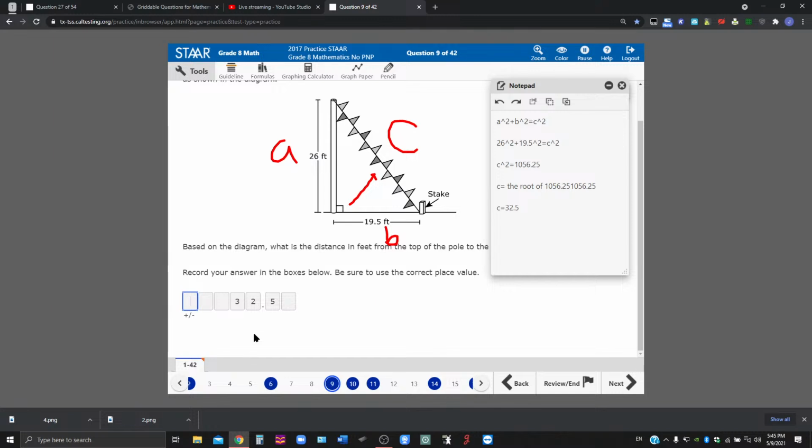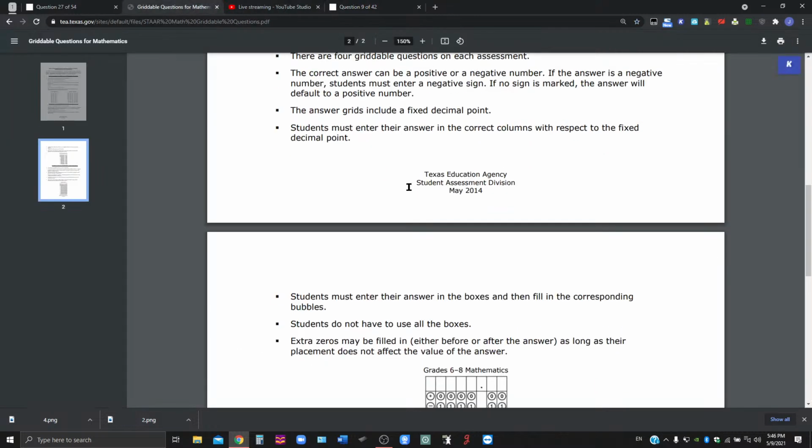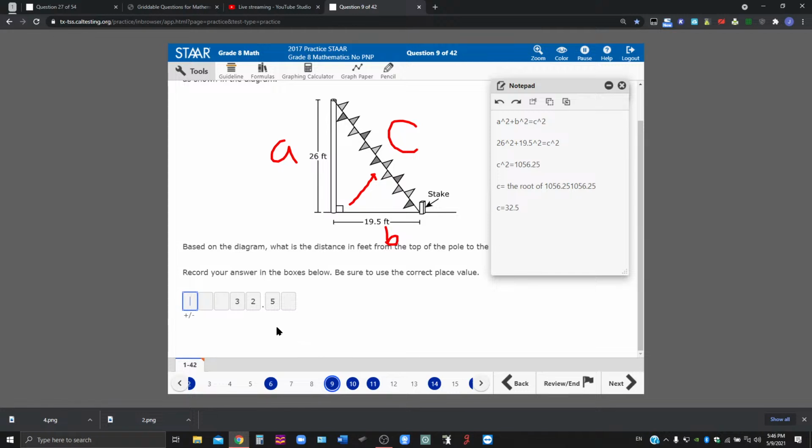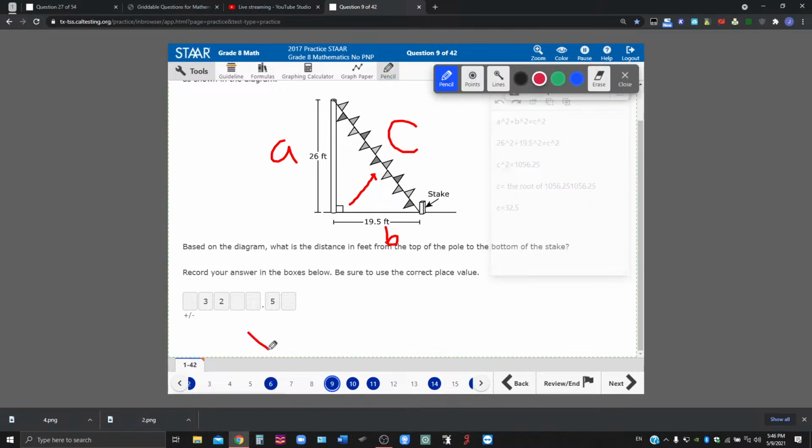So either you put a positive sign or a negative sign, they indicate the sign, or if you put nothing, that means it's positive. Okay, that's the first. And the second thing we want to say is the students must enter their answer in the correct columns with respect to the fixed decimal point. What does that mean? It means your 32 and 5 must be on these places. You cannot do like 32 and 0.5. If you do this, this is going to be wrong.